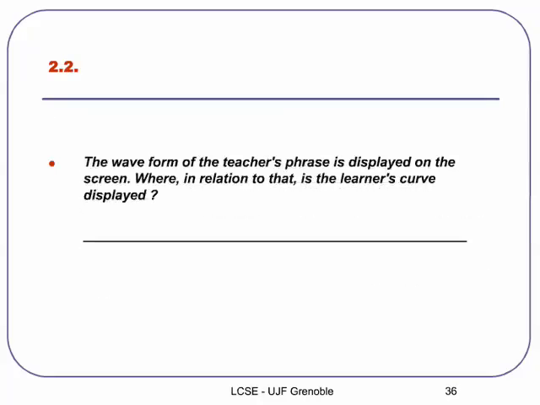Well, the teacher speaks a model phrase into a microphone, the sound waves are transformed into electric pulses and then displayed on the computer screen. Then it's the learner's turn to try to repeat the phrase as accurately as he can. The curve of his phrase is displayed under the teacher's model on the monitor. This means that the student can make a visual comparison of the outlines of the two speech patterns on the monitor.